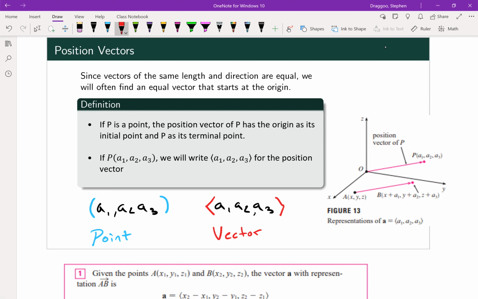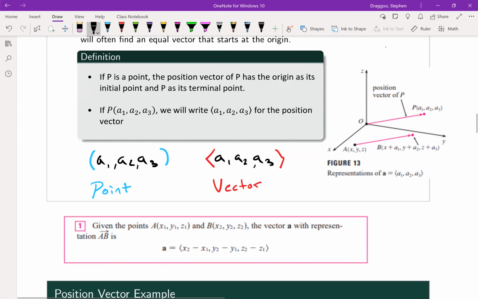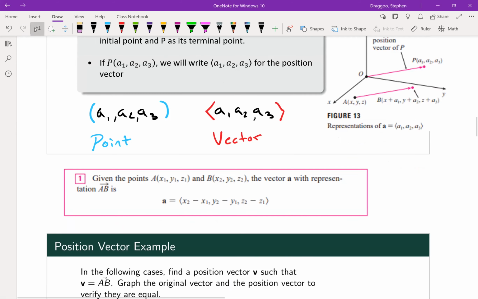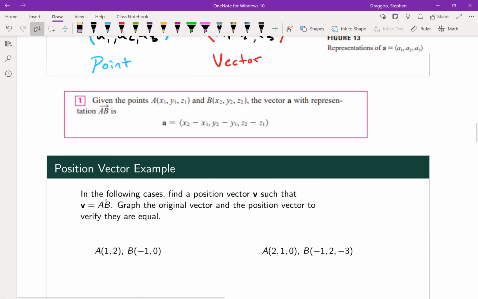Should also define what we mean by components now. The components of a vector, if we're working in some mathematical space, would be each of a1, a2, and a3. So a vector can have an x component, a y component, and a z component if we're in 3 space. And so here we have another representation of a vector taken straight from the text.